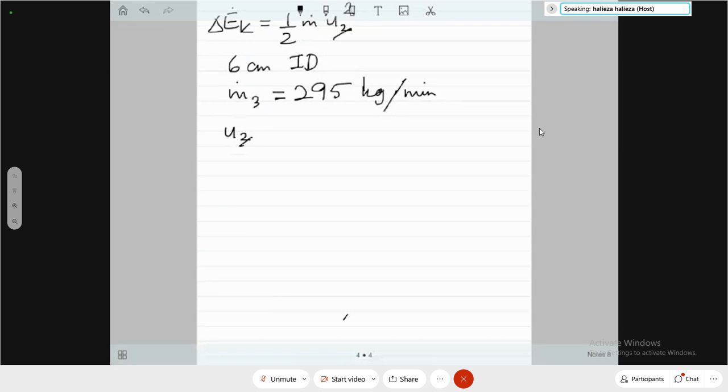That should be 3. Or out, whichever you prefer. So now, how to get your velocity? Let me erase that. The unit of velocity should be in meter per second. What you have is kilogram per minute. You have your mass flow rate.